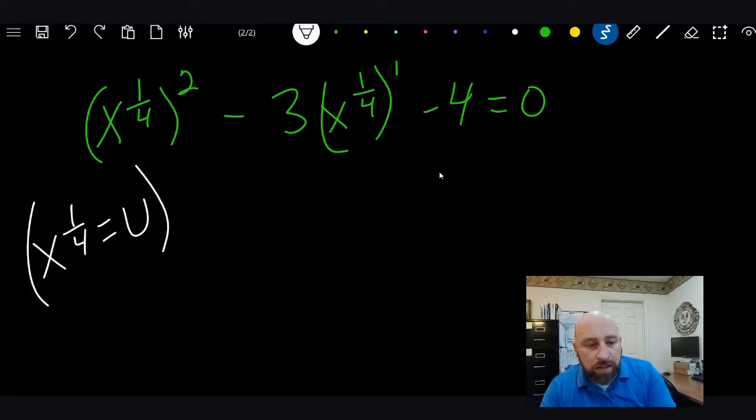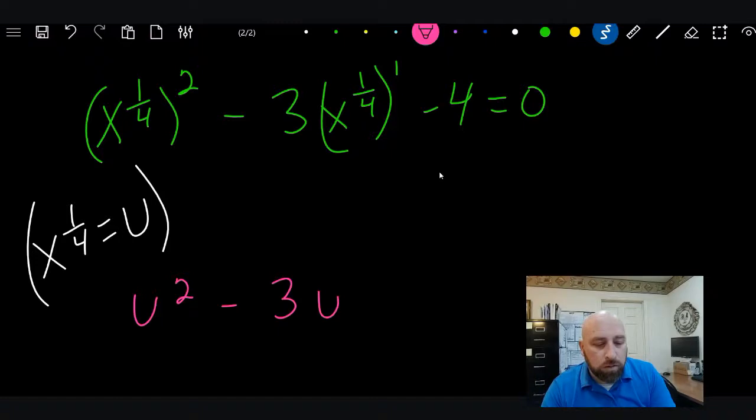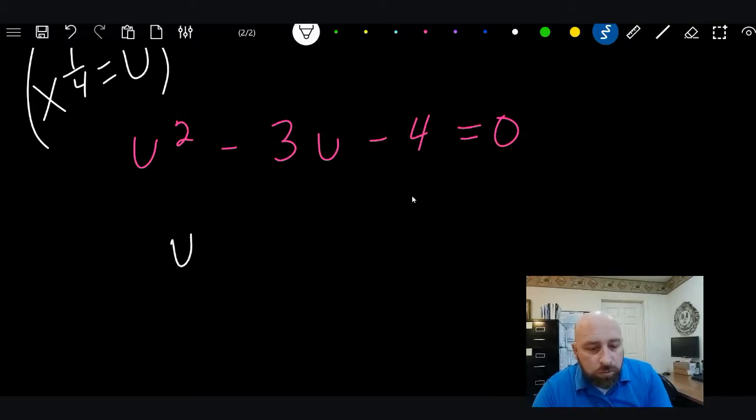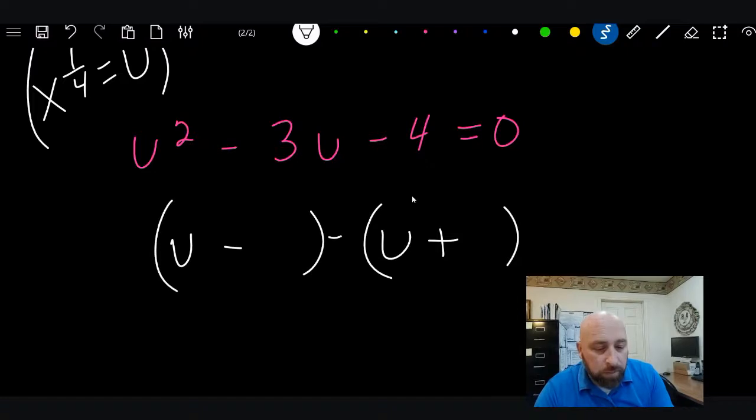All right, so then we end up with this right here: u squared minus 3u minus 4 equals 0. Well, this looks a lot easier. You're right, it does. So now we say, can I factor this? And good news is we can factor this one. So we're going to get u, and u. The signs are minus minus, so we're going to get a minus plus. And they're both going to equal 0.